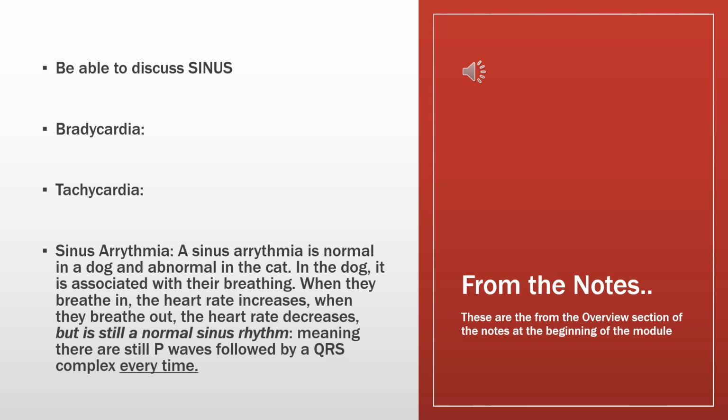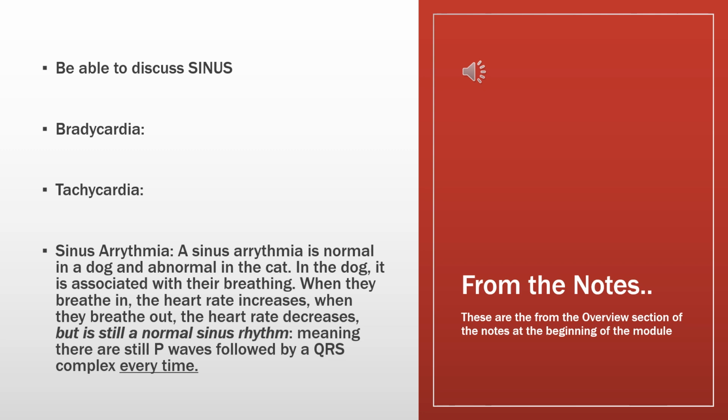So before we get into any more of the arrhythmias, I just thought we should discuss what is taken from the overview section of the notes at the beginning of the module. It says there that you should be able to discuss sinus bradycardia, sinus tachycardia, and sinus arrhythmia. Sinus bradycardia means that there is a normal sinus rhythm, but the heart rate is slower than it should be. Sinus tachycardia, same thing, normal sinus rhythm, but there is a tachycardia or a faster heart rate than normal. Sinus arrhythmia is a bit different.